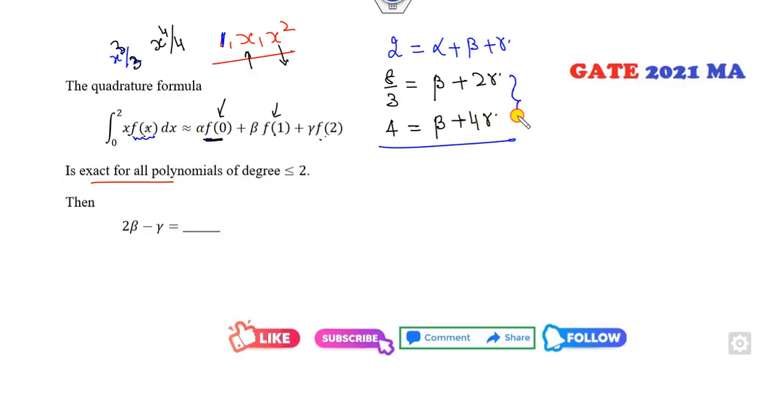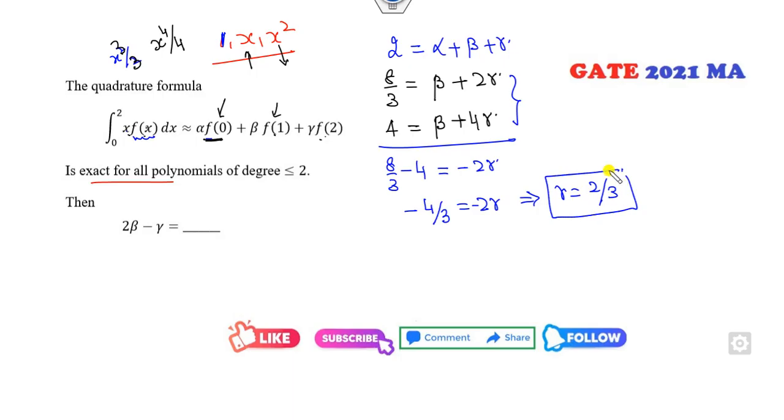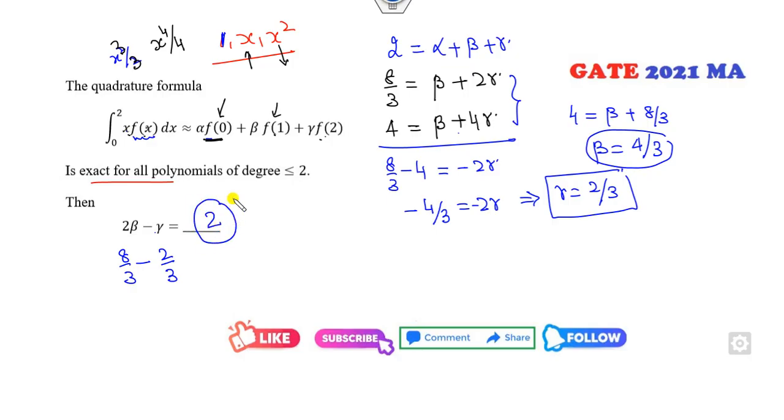So now from these two I can subtract them. 8 over 3 minus 4 is minus 2 gamma. So minus 12 over 3. So gamma will be 2 over 3. If I substitute gamma here, 4 is beta plus 8 over 3. So beta will be 4 over 3. Then you can substitute here. 2 beta is 8 over 3 minus gamma is 2 over 3. So 6 divided by 3, 2 is the right answer. If they ask you to find the value of alpha, you can substitute gamma and beta here. You can find alpha also.